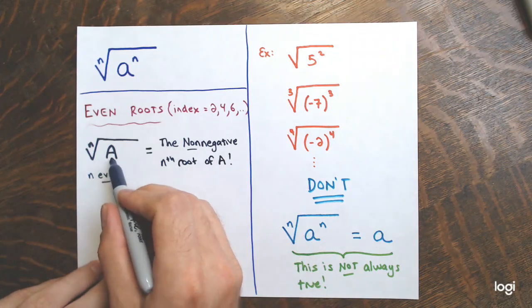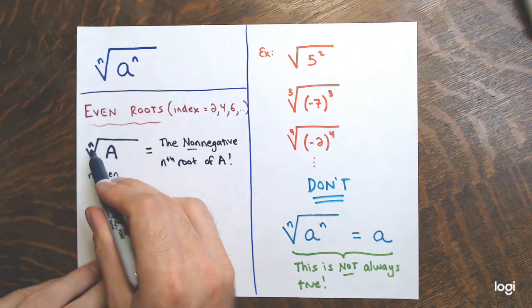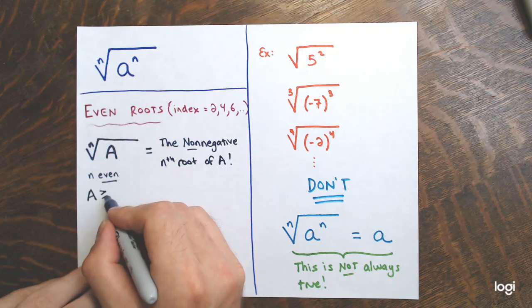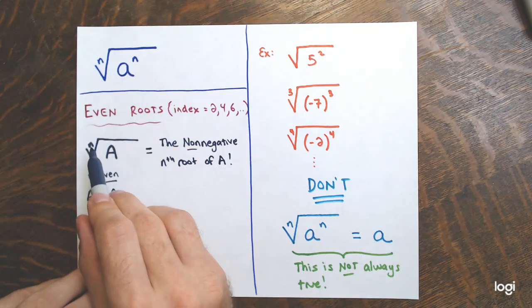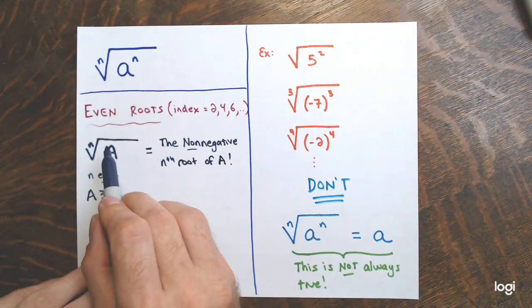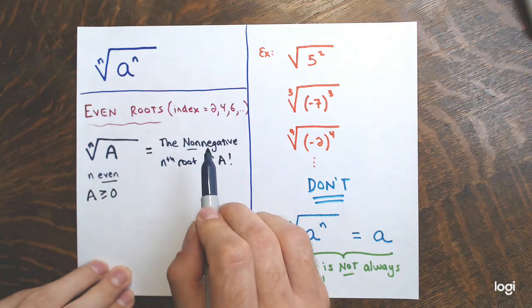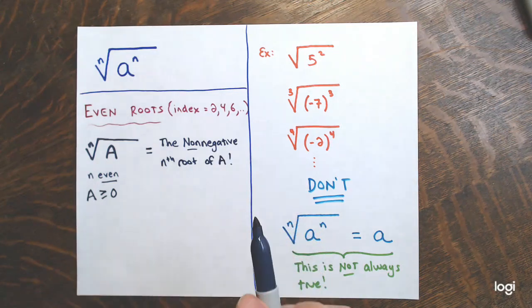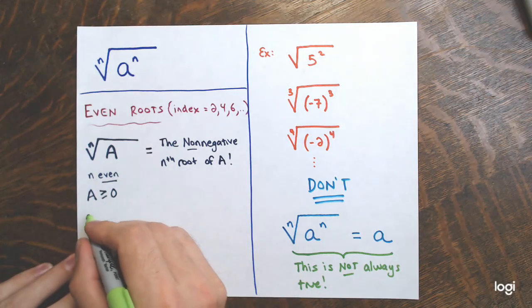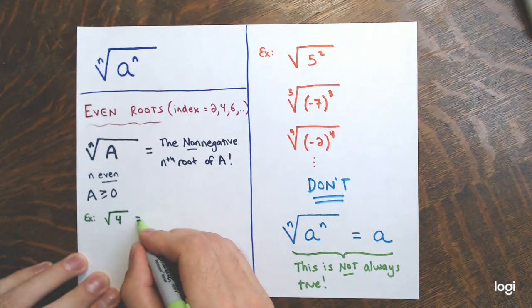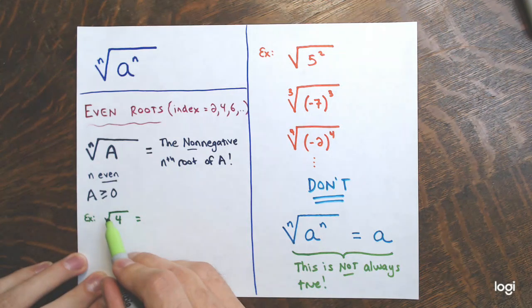All right. And of course, we talked about again in the last video, when you're taking even roots, the number A, the radicand, has to be non-negative also. So when you're taking the square root, fourth root, sixth root, eighth root, etc., the number inside has to be non-negative, and also the resulting number is also going to be non-negative. All right, and as a quick example of this, remember the square root of 4, an even root, even index.